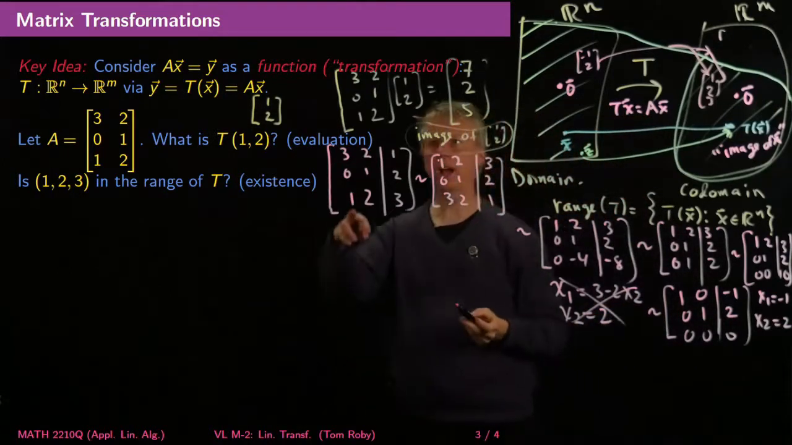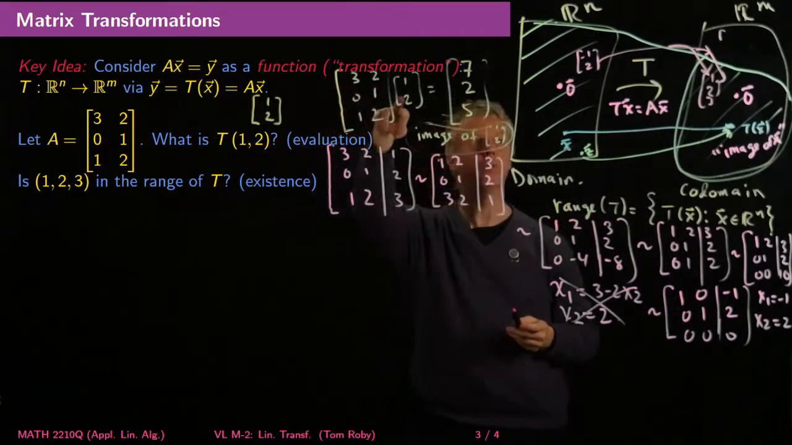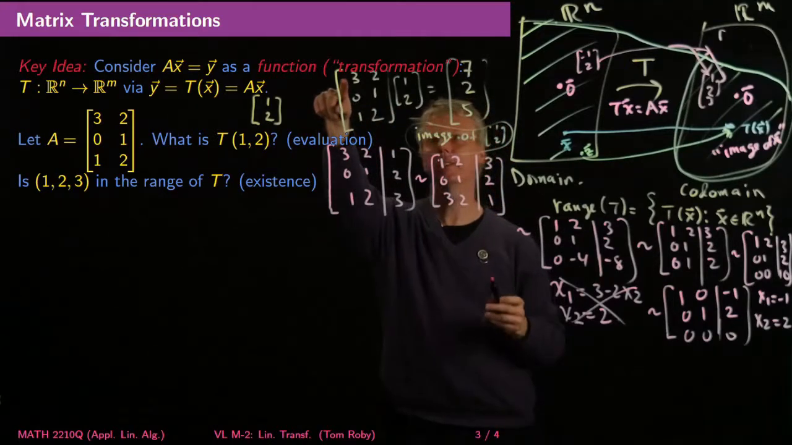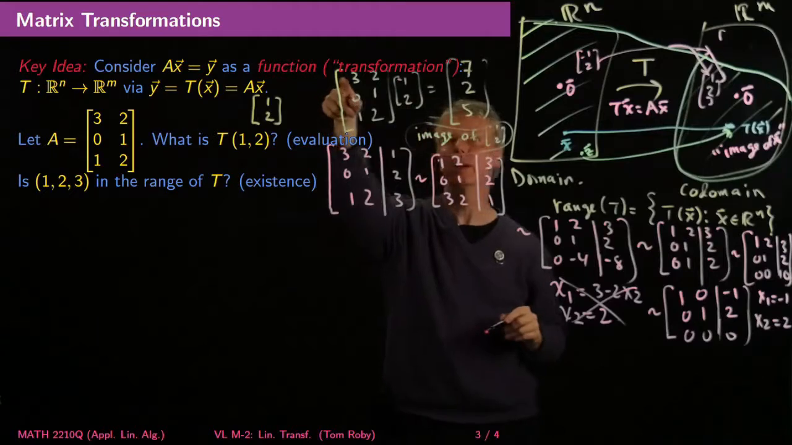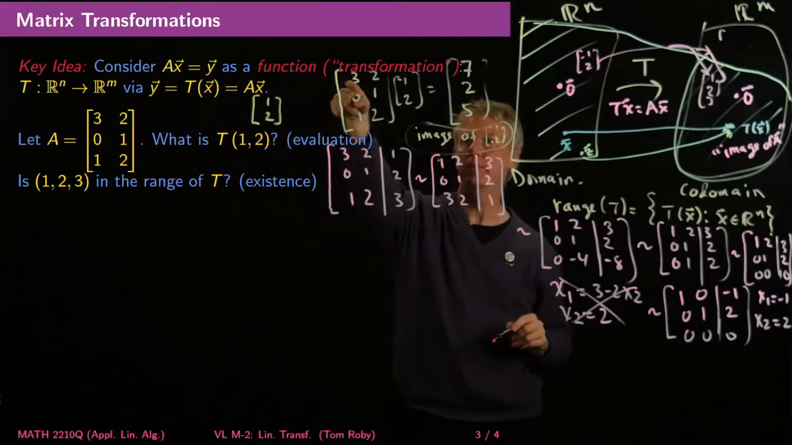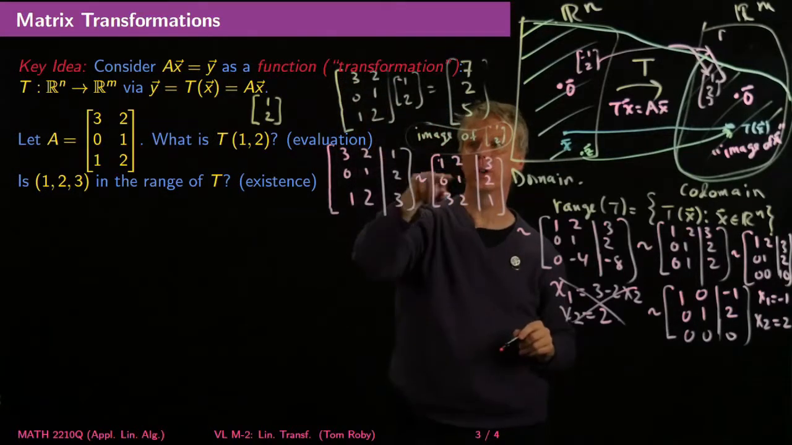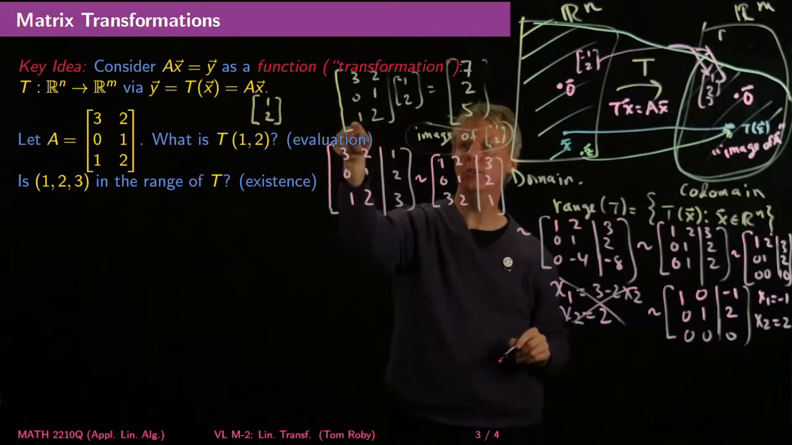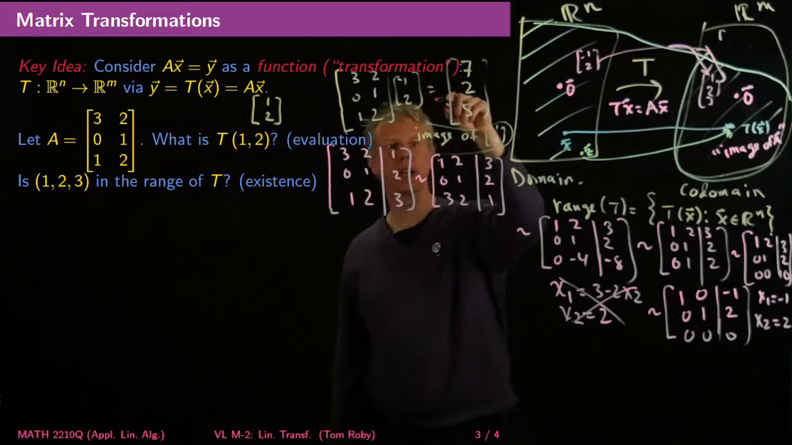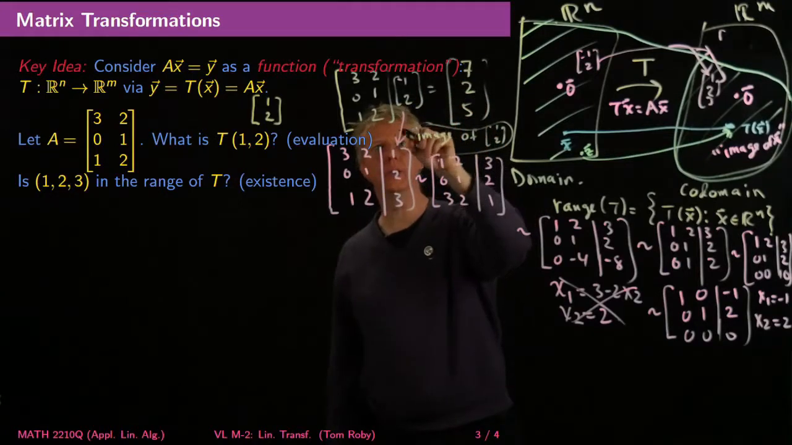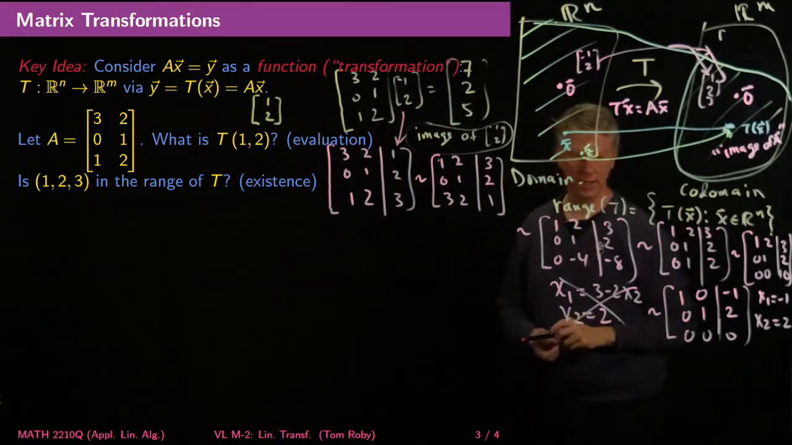And you can check, right, that if you take negative 1, 2 times this, what do you get? Minus 3 plus 4 is 1. And then 2, and then negative 1 plus 4 is 3. So yeah, if we put a negative sign here, then indeed we get 1, 2, 3. Okay, good. So it all worked.